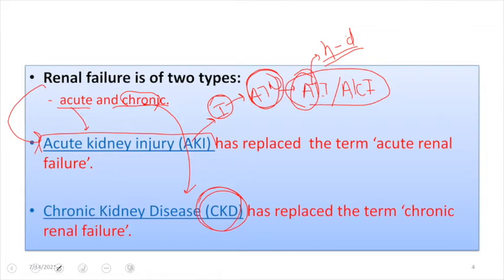Whenever I'll be using the term chronic renal failure, I will be basically referring to the term chronic kidney disease, and chronic means at least the duration of disease should be more than 3 months, and this is the duration, hence the term chronic is being used here.